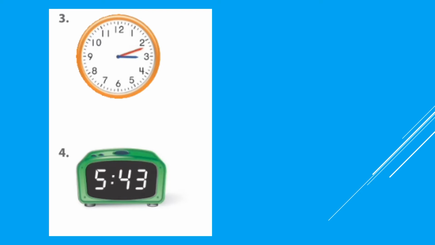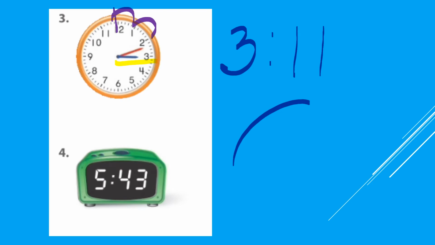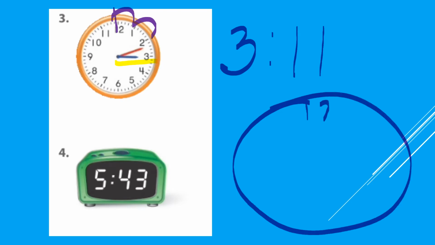Okay, so up here, we're going to go ahead and find what time it is. These two hands are different colors than our last screen, but I can see here that this looks like it's about 3 o'clock. And then my minute hand, so here is 5, 10, 11. So I'm going to go ahead and write 3:11. And then over here, 5:43, you can go ahead and make your own.